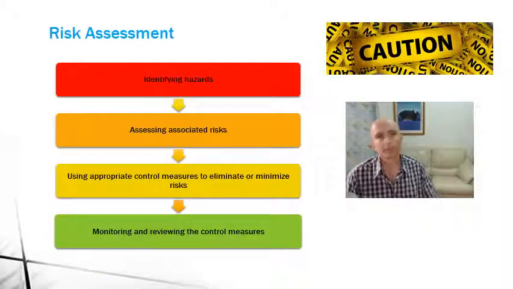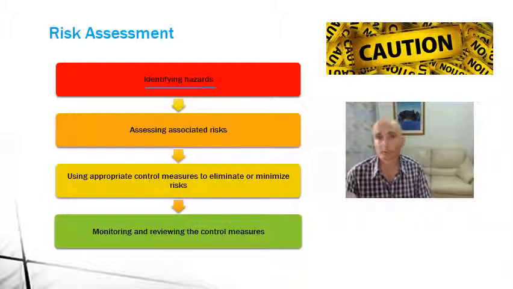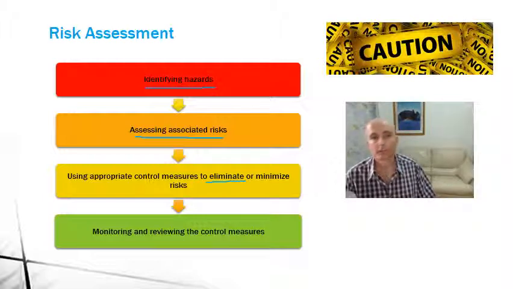So here is the basic risk assessment. So we start off with identifying hazards. Then you actually look at associated risks. Then finally, we're going to look at control measures to eliminate or minimize. And remember, sometimes you cannot completely eliminate a problem, but you can minimize it. And then finally is that monitoring and reviewing the control measures to make sure they are effective, and if they're not, changing something to make them effective.